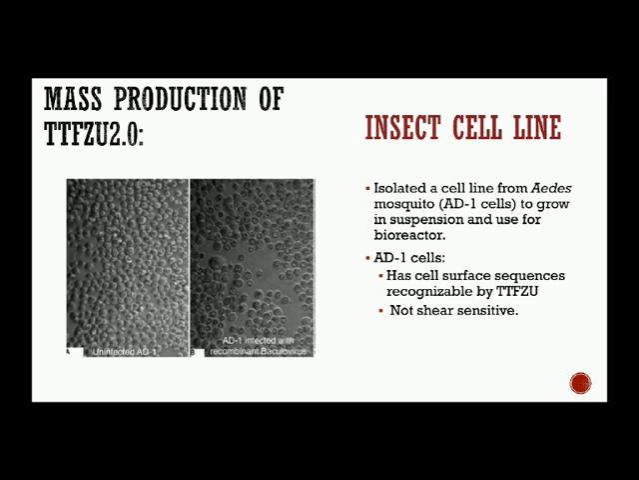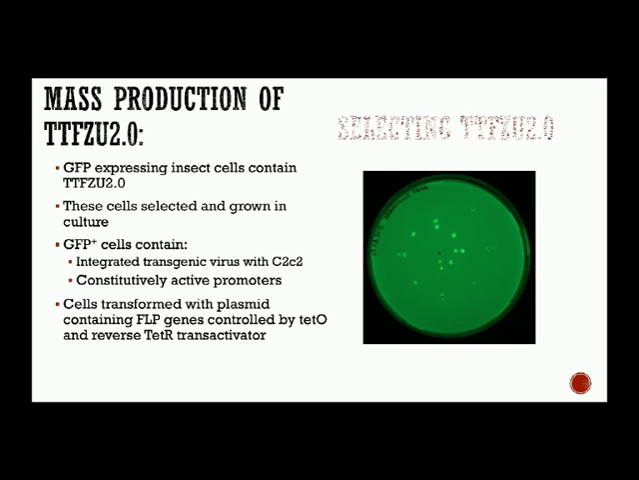Now that we have packaged TTFCU 2.0 virus, we needed to mass produce this vector before we can release them into the environment. We picked a cell line that would mimic the targeted ovarian cells of the Aedes mosquitoes. This slide shows the final result of our packaged viruses being mass-produced in our insect cell line. The glowing colonies were selected because we know that they contain our TTFCU 2.0 vector that has successfully integrated our CRISPR resistance insert.